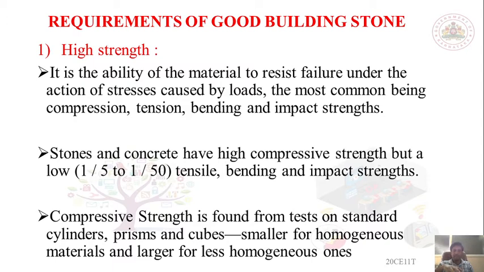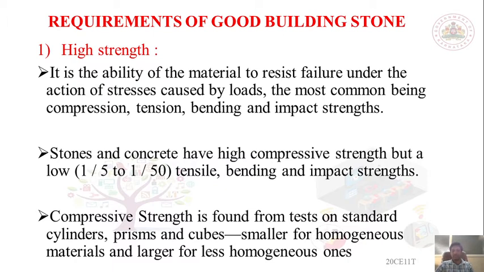Prism, the area will be different; cubes, the area will be different. That area is divided and you will get the compressive strength. That will be studied later on. It is smaller for homogeneous materials, and larger for less homogeneous materials. Less homogeneous means it's a composite material. A lot of materials together we call a composite material.